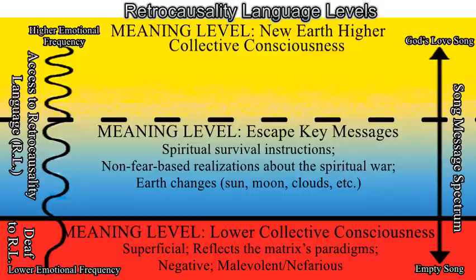And with the escape key level and lower collective consciousness level, it's a matter of choosing to focus on love or fear that's going to determine the meaning that you get in the song. But I think the reason why there's not a solid line of division between the escape key level and the New Earth higher collective consciousness level is because once you rise above the lower collective consciousness, technically it's all higher collective consciousness. It's just there's different levels of meaning encoded within the higher collective consciousness. In other words, both meaning levels have access to the retrocausality language. The lower collective consciousness level, though, has zero access to the retrocausality language.